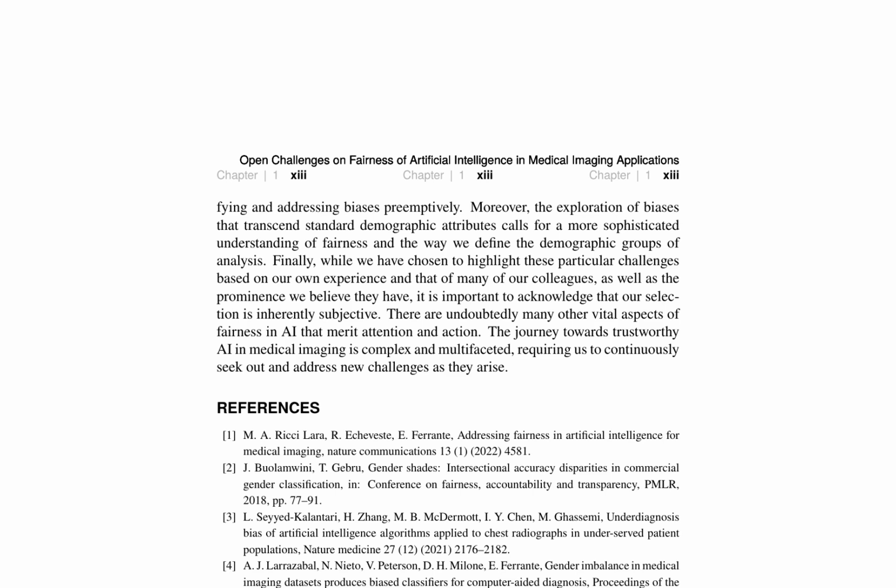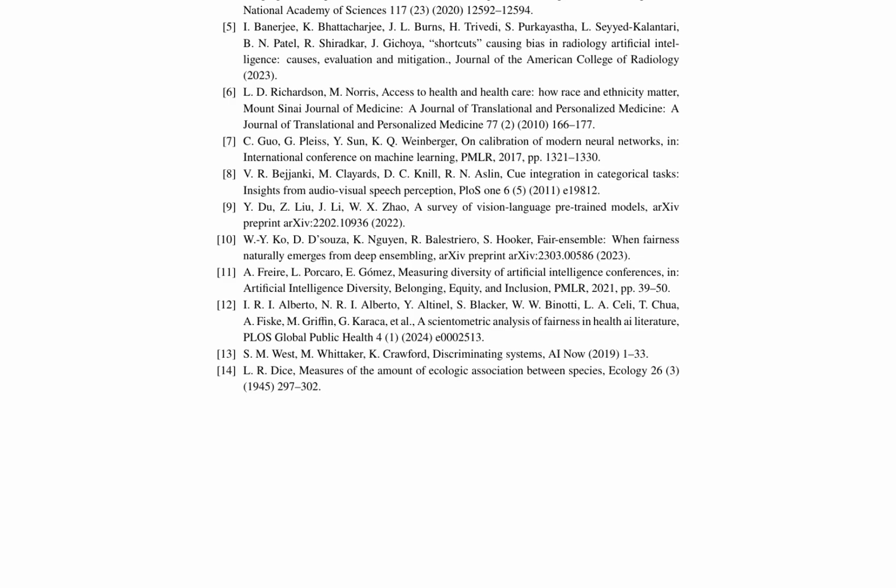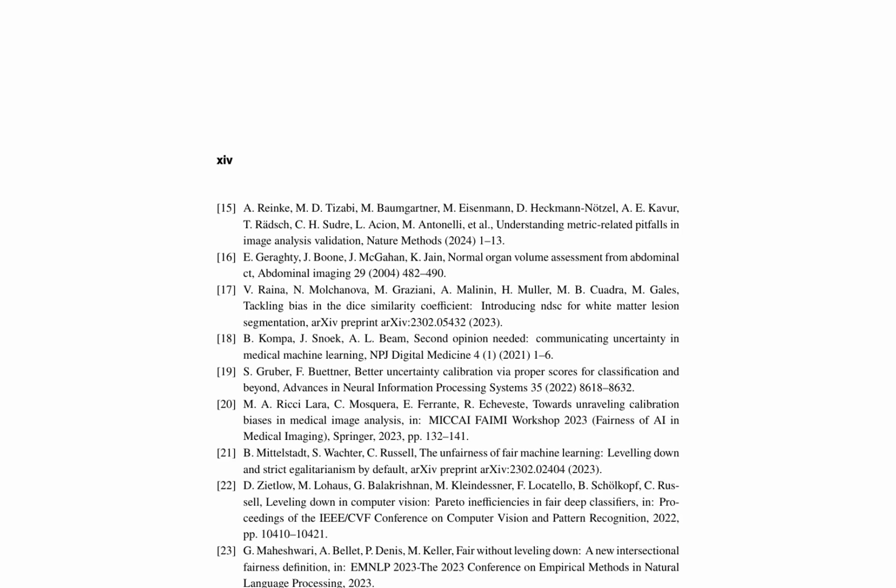It highlights underdiagnosis bias, gender imbalance in datasets, and the need for a sophisticated understanding of fairness. The selection of challenges is subjective, acknowledging that there are many other vital aspects of fairness in AI that require attention. The journey towards trustworthy AI in medical imaging is complex, requiring continuous efforts to address new challenges as they emerge. Medical image analysis is prone to bias, which can lead to unfair and inaccurate diagnostic outcomes.